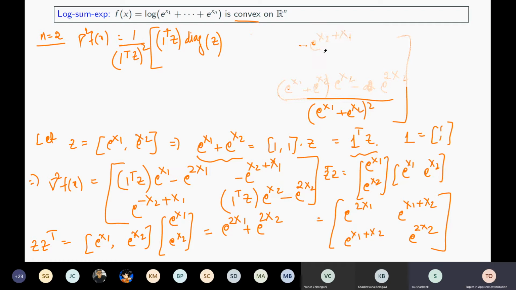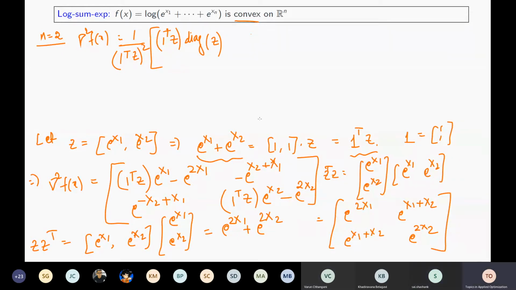No, I have defined 1 transpose z, right? 1 transpose z is e^x1 plus e^x2. Yes, sir, but 1 transpose is a row vector and z is also a row vector. No, 1 transpose z is not a vector. It's a number, right? It's e^x1 plus e^x2, just some number.